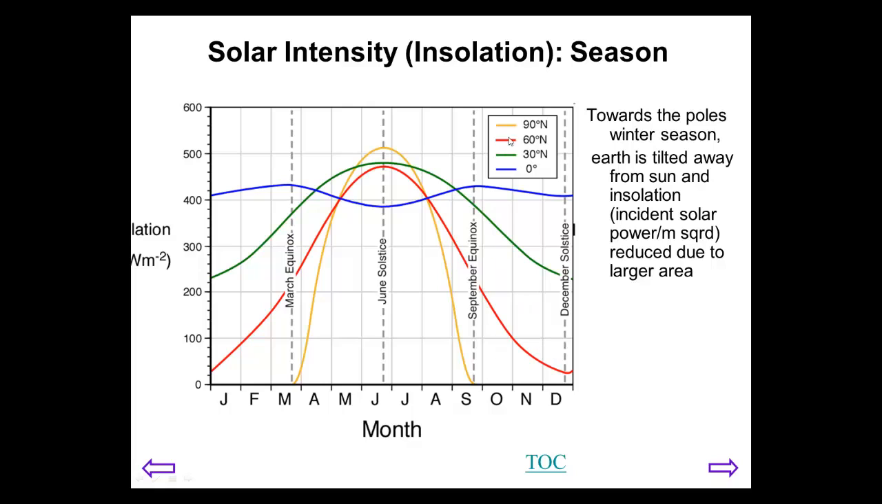If you take 90 degrees north, which is on the North Pole, there is a great deal of insolation, over 500 watts per meter squared, because the sun is up all day. But then of course we won't talk about the winter time.